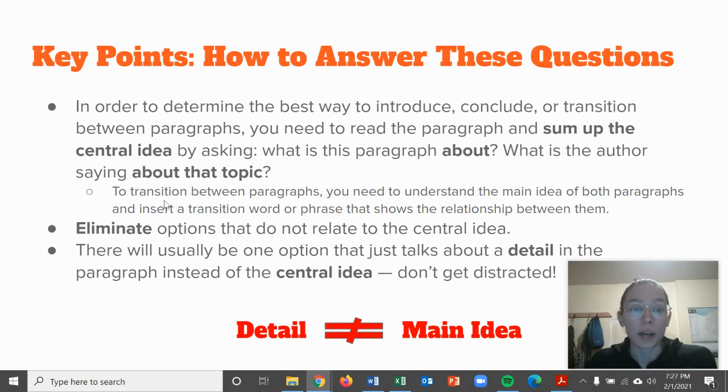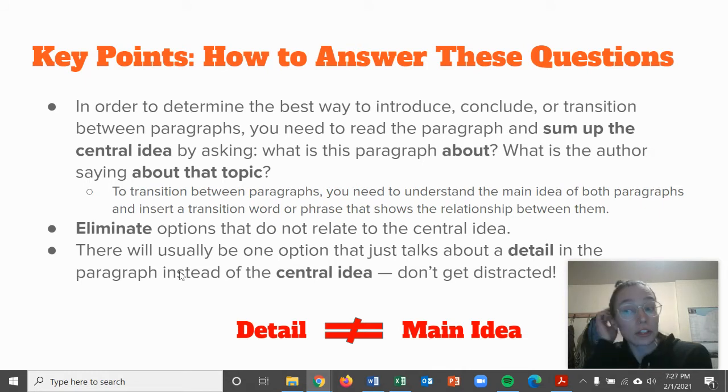Similar to with transitions, right? If we want to transition between paragraphs, just like transitioning between two ideas with a transition word, you need to understand the main idea of both paragraphs and put something in that shows the relationship between them. A really important strategy for these questions is process of elimination. So we really want to sum up the main idea of the paragraph and eliminate options that don't relate to that central idea.